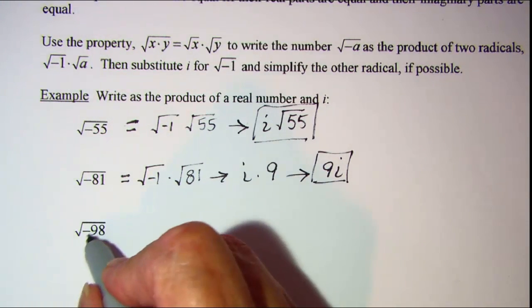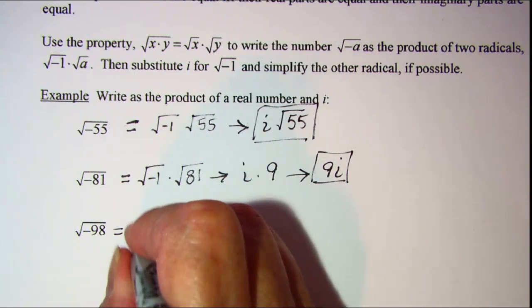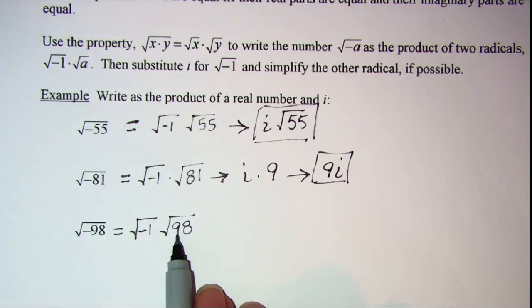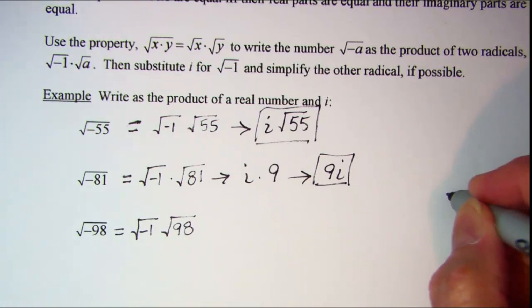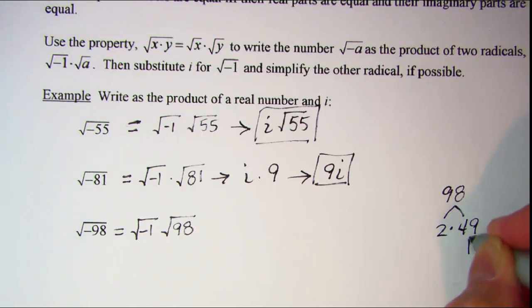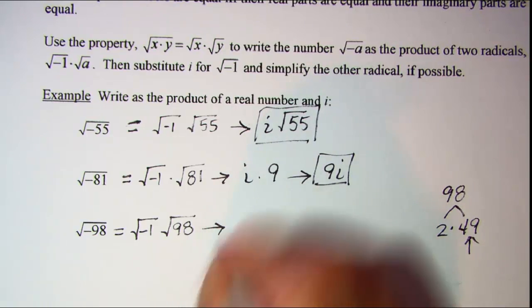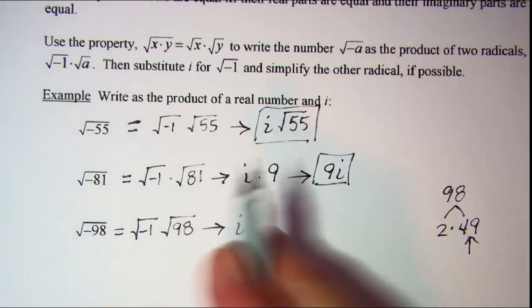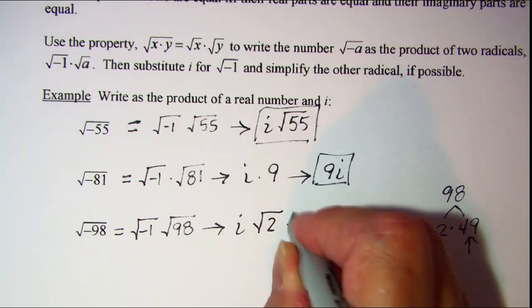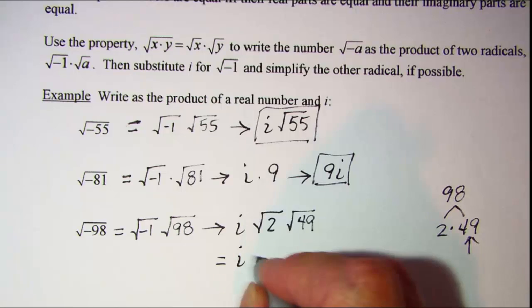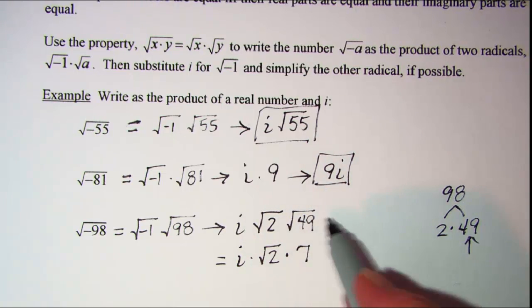One more example. We have a negative under the radical, so we'll separate that out. We have the square root of -1 times the square root of 98. Now we need to check to see if 98 has any perfect square factors. So I'm going to do a factor tree. 98 is the same as 2 times 49, and there we have a perfect square. So let me change this to i, first of all, because the square root of -1 is i. And then the square root of 98 I can break into the square root of 2 times the square root of 49. We can't simplify the square root of 2, but we can simplify the square root of 49. So this is i times root 2 times 7. The square root of 49 is 7.